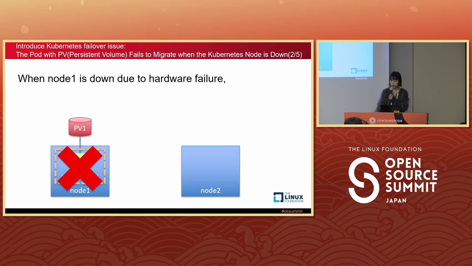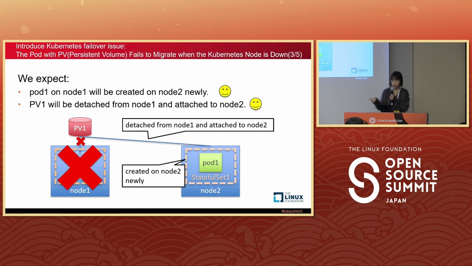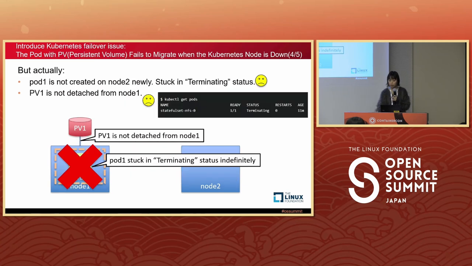When node 1 is down due to hardware failure, we expect two things. One is that pod 1 on node 1 will be newly created on node 2. And another is that PV1 will be detached from node 1 and attached to node 2. But actually, pod 1 is not created on node 2. Pod 1 is stuck in terminating status indefinitely, as you can see here. And also PV1 is not detached from node 1. That's not what we expect, right?